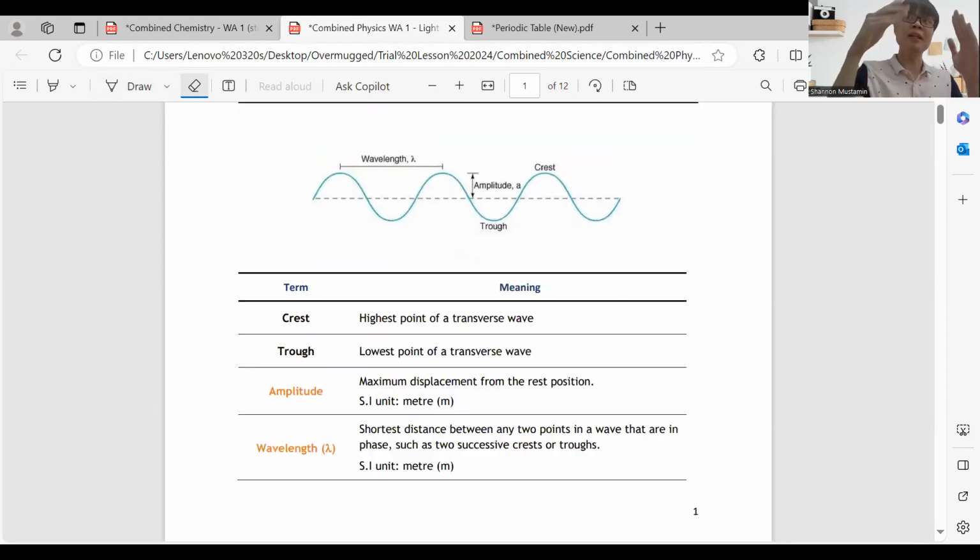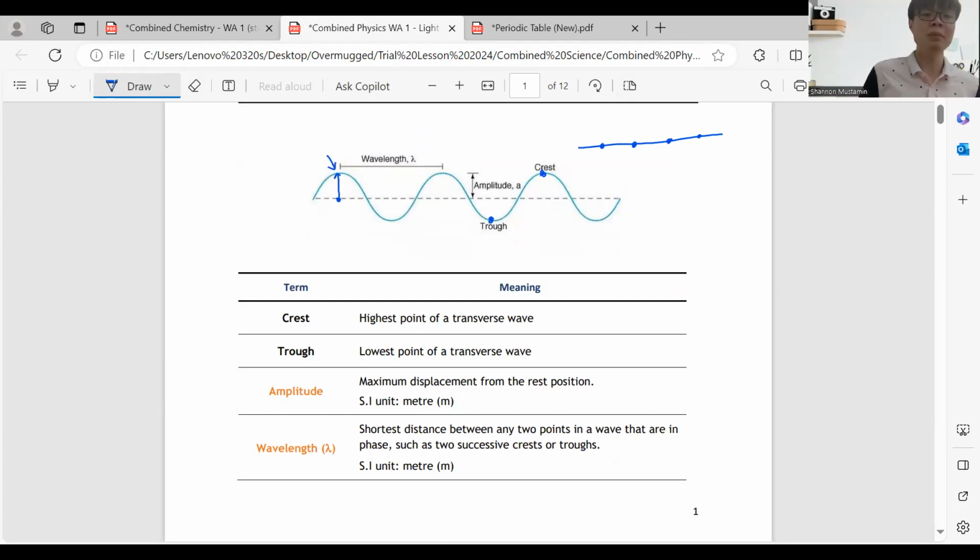Then you have certain terms in a wave that you all need to know. Crest is the highest point. Trough is the lowest point. The amplitude refers to the maximum displacement from the rest position. What does that mean? At first, when there's no wave, your particles are all horizontal on this line. When the wave passes through from left to right, this particle is going to move up to this maximum displacement, and that's what we call the amplitude. What's the maximum displacement from the original or rest position? Did the particle move up or down?